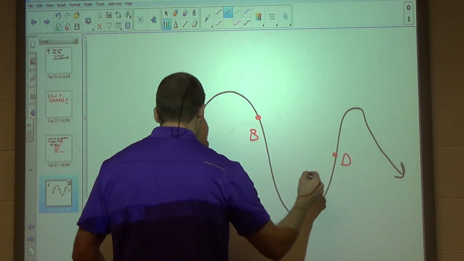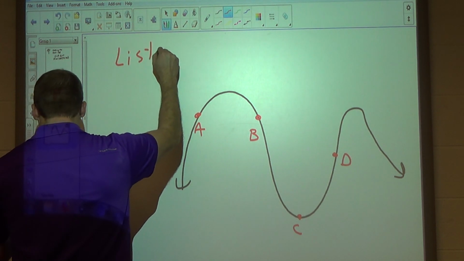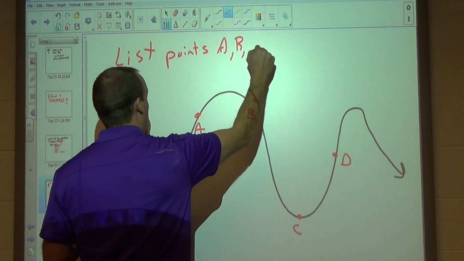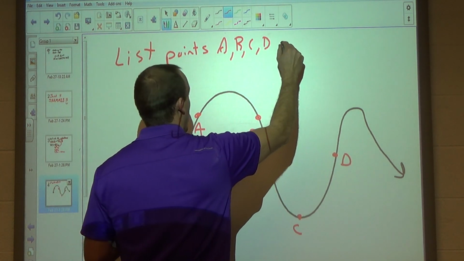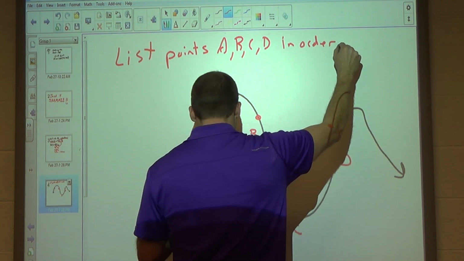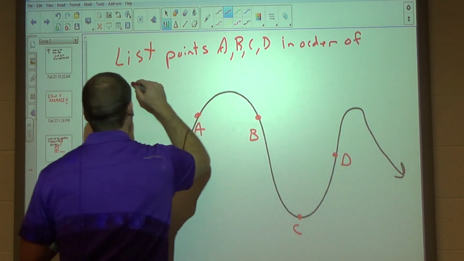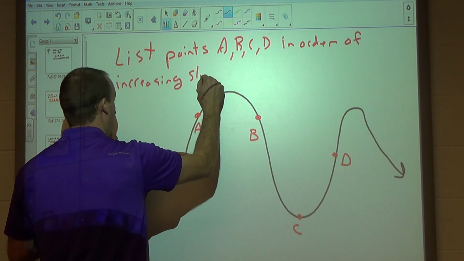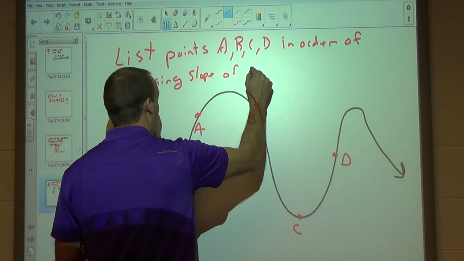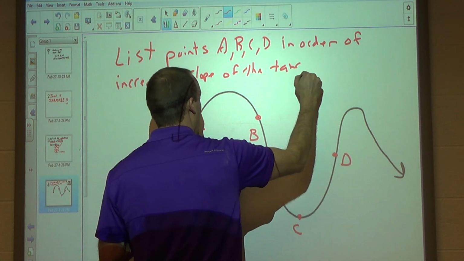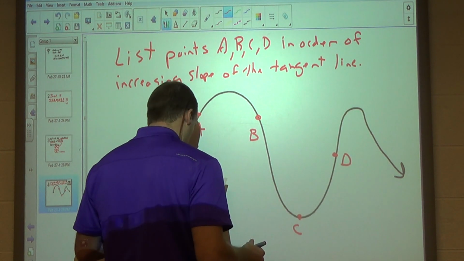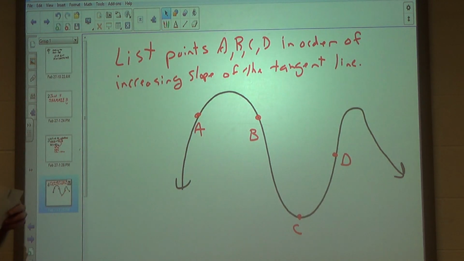Okay, so the directions will say list points A, B, C, and D in order of increasing slope of the tangent line. Okay? So we're going in order, increasing slope.